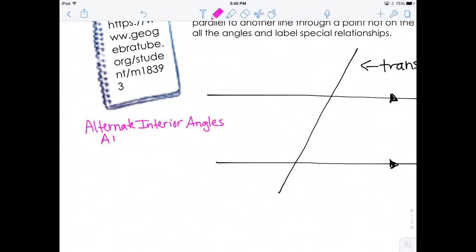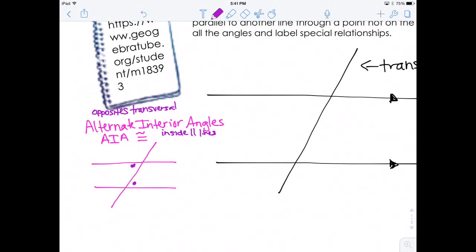And we abbreviate AIA, and alternate interior angles are congruent. So here are 2 parallel lines cut by a transversal. Alternate interior angles are here and here. So alternate means opposite sides, opposite of the transversal. Interior means inside parallel lines.